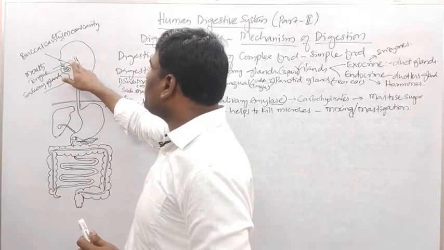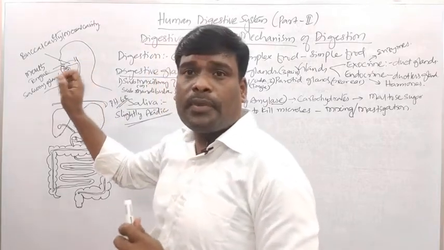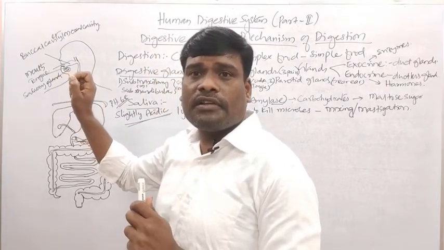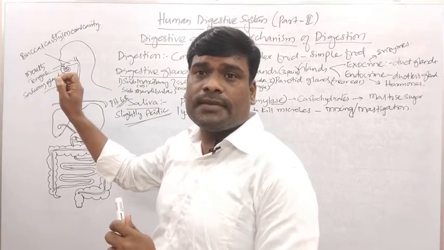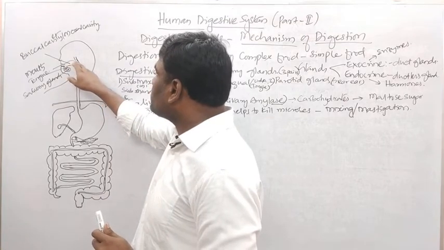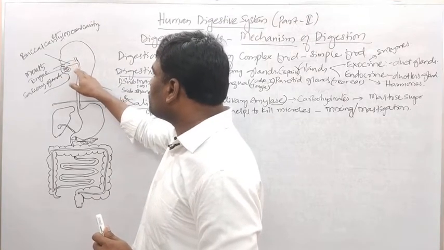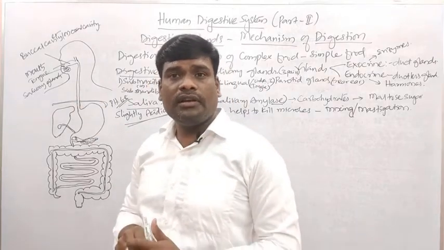So that bolus is pushed when we swallow it, children, and it enters from the buccal cavity into the pharynx. Pharynx is a common opening for air as well as food. We will study about this pharynx in the respiratory system, children. So when we swallow, through this pharynx the bolus enters into the esophagus. It enters into the what, children?